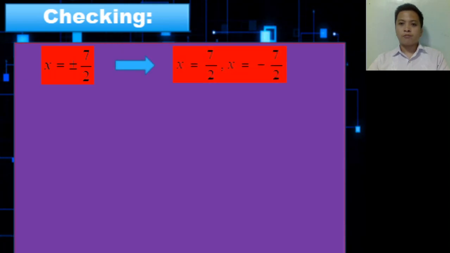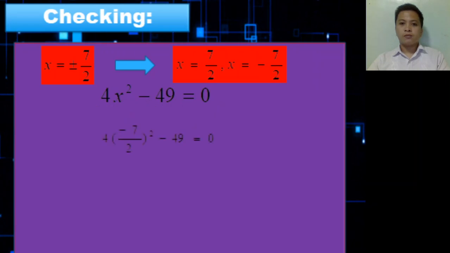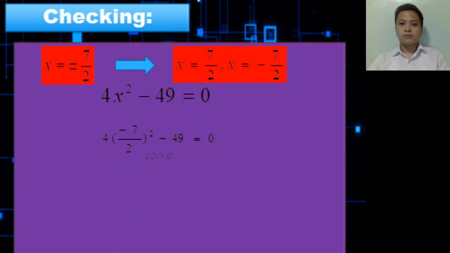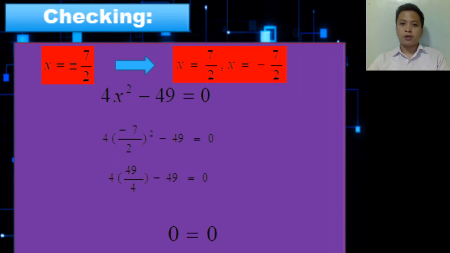Now we will use negative 7/2. Substitute negative 7/2 into the equation. We will have 4 times negative 7/2 squared minus 49 is equal to 0. 0 is equal to 0. Both 7/2 and negative 7/2 satisfy the equation 4x squared minus 49 is equal to 0. That makes our answer correct.